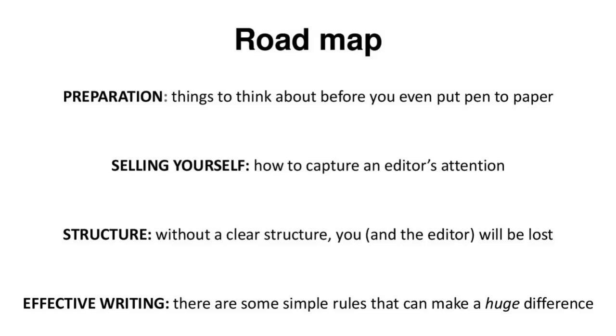So we have a roadmap for successful academic writing. Things to do, things to think about before you put pen to paper, before you even start to write. How you can sell yourself, how you can sell your message to an editor, how you can capture the attention of an academic editor, and how you can develop a clear structure for your academic writing. Message, audience, and structure are the three things to know about before you start to write.